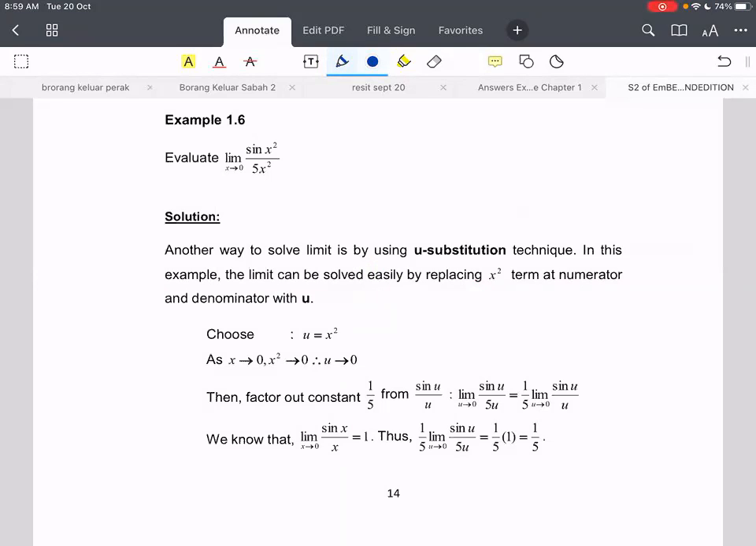If you already have some basic understanding, by looking at this you know that you can apply the squeeze theorem. In this solution, it shows the use substitution technique. But before I discuss that, maybe I can also show you how to solve this directly without using use substitution, because this is just a simple question.